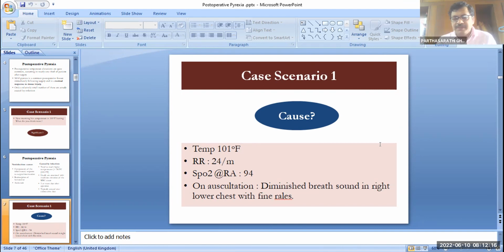Now, total count remains, suppose, 13,500, and the neutrophil is 81%. Yes, sir. Then it is definitely due to bacterial infection, sir, because total count is raised and the neutrophil count is also on the higher side. So maybe bacterial infection in the background. But your chest X-ray shows a collapse of the right basal lung.